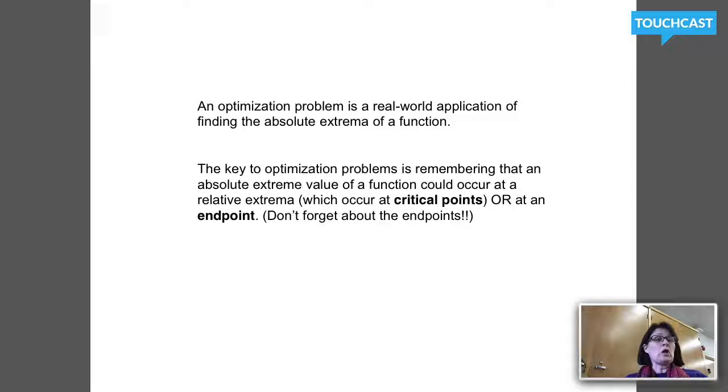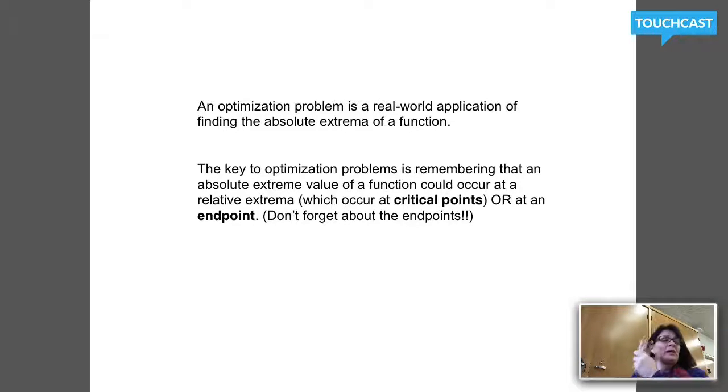Remember, 4.1 was called extreme values of functions. We learned that there were absolute maximums, absolute minimums. There were also relative maximums and relative minimums. An optimization problem is just a real-world application of why you might want to find the absolute extremum of a function. So absolute maximum, maybe you want the highest profit, or absolute minimum, maybe you want lowest cost. But that's all this is. Yes, there's going to be words in a context, but we really just need to find the absolute minimum or the absolute maximum of a function. And we learned in section 4.1 that that happens at an endpoint or at a critical point.